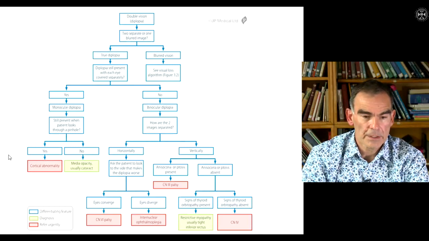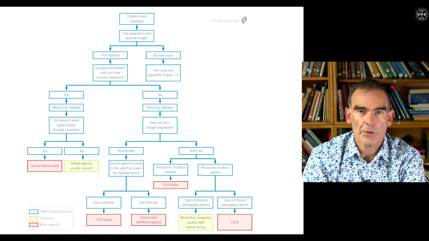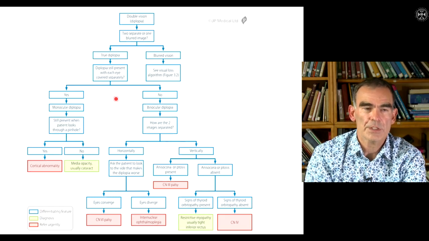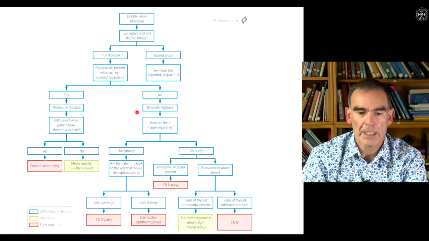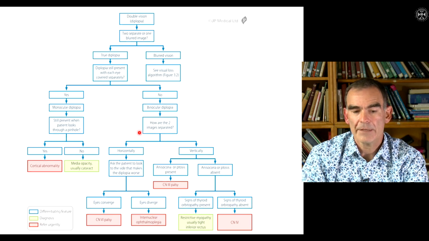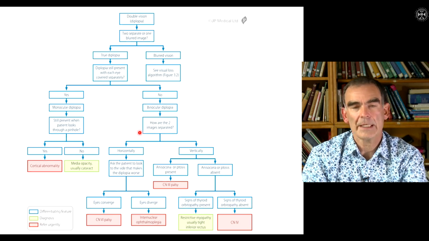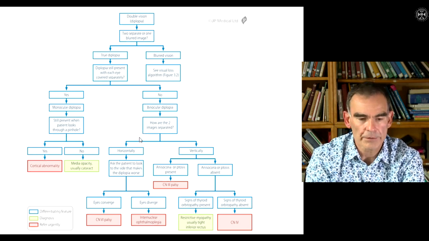So coming back to the algorithm here, we are on double vision still present with each eye covered separately? No. So what we're now talking about is what everyone assumes is binocular double vision, in other words, a problem with the eyes not being aligned properly. And the next simple question to ask the patient is, how are the two images separated, horizontally or vertically? And again, here's another wee thing that I have to change with the algorithm.